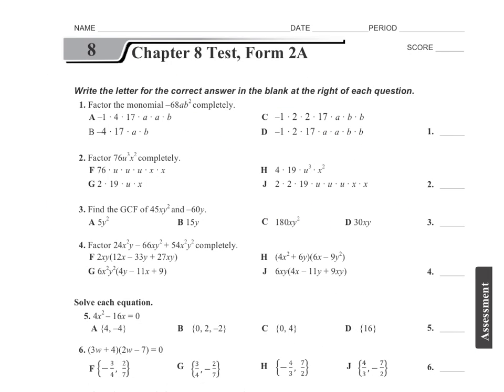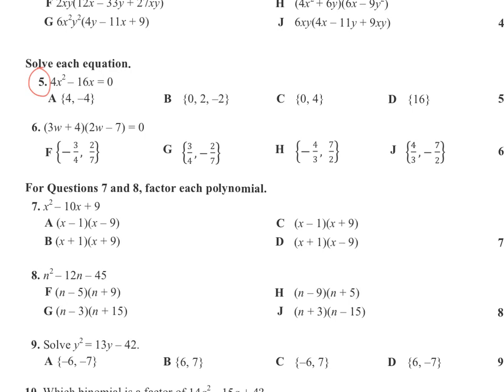Now we are going to take a look at the Chapter 8 multiple choice review and just a few questions on this. So let's look at number 5. Number 5 says solve the equation. So first I'm going to factor out a GCF of 4x, undistribute, and get x minus 4 equals 0. So now that I've factored this, I need to now set my two factors equal to 0. So 4x equals 0 and x minus 4 equals 0.